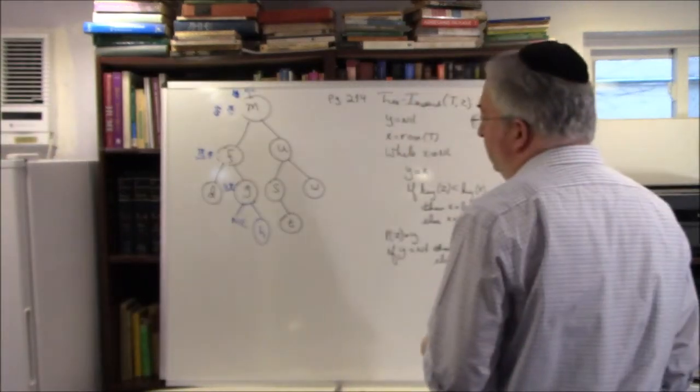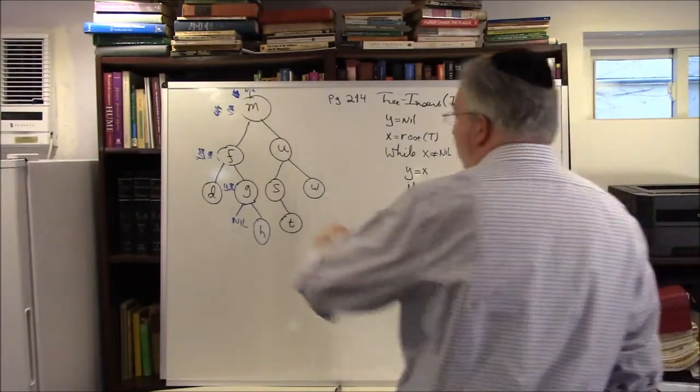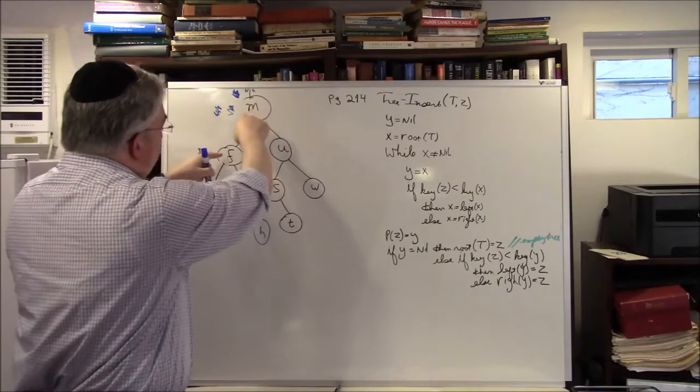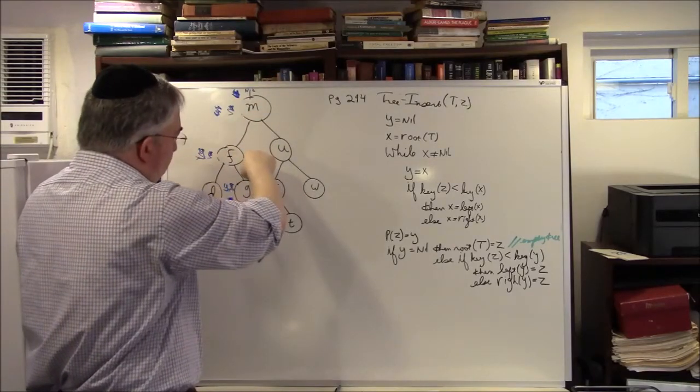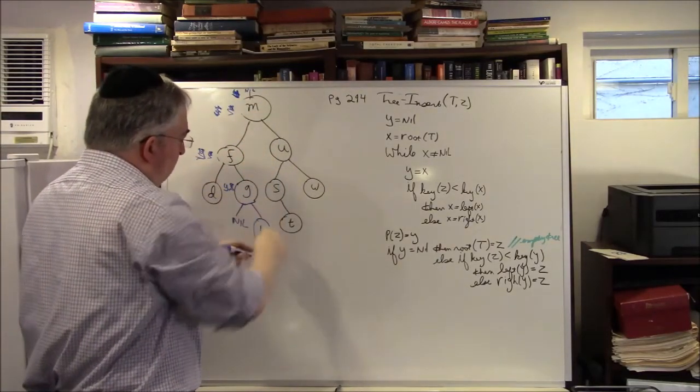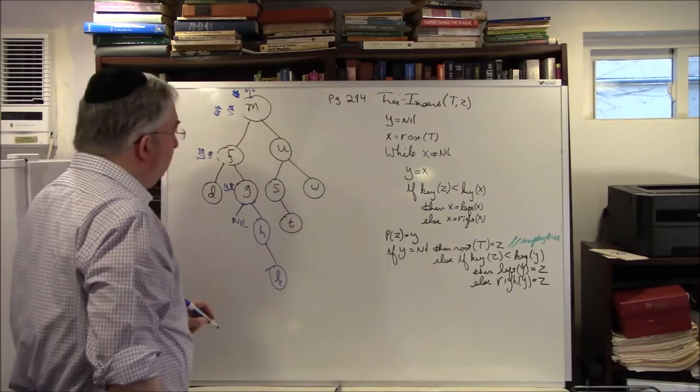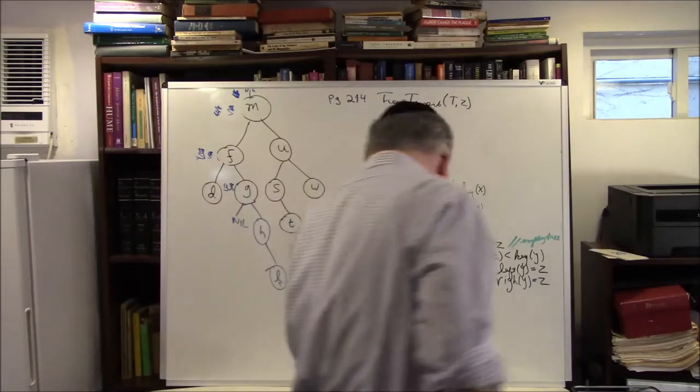J, K. If we did K, we'd be climbing, so let's put in the letter K. We climb down, H, I, we climb down, and we put in K over here. H, I, J, K, great.